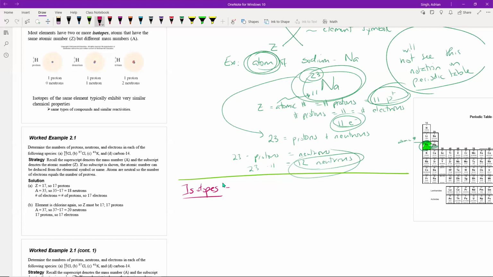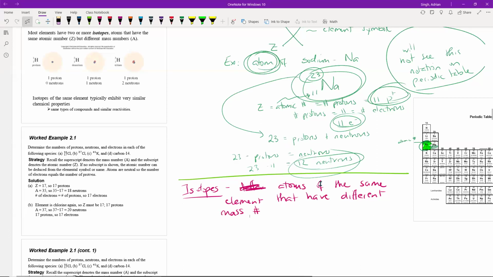And what isotopes are: different forms or atoms of the same element that have different mass numbers.